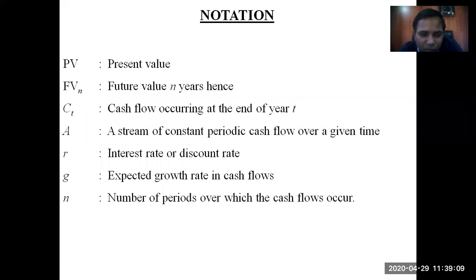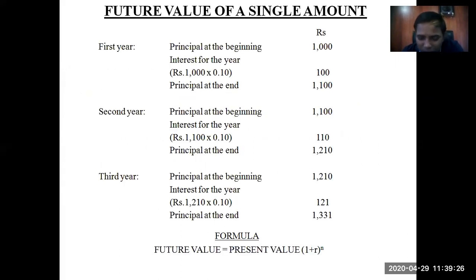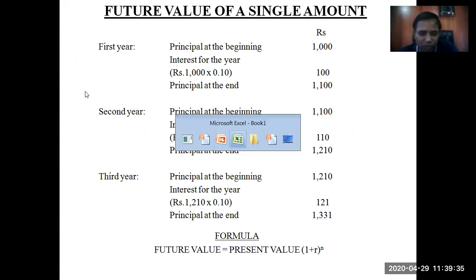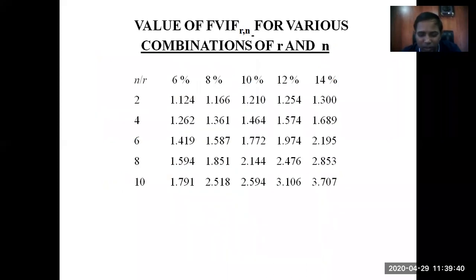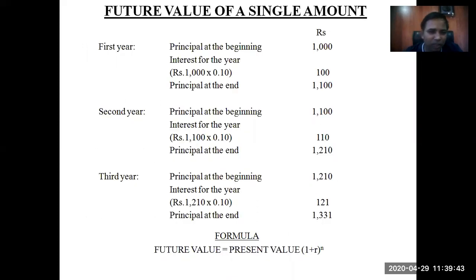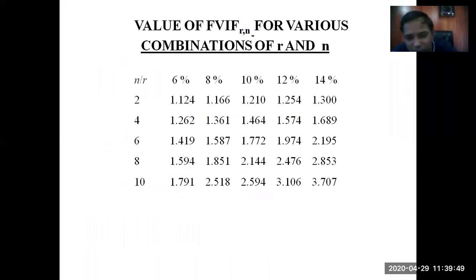CT stands for cash flow occurring at the end of the year. A stands for annuity, that is a constant periodic cash flow over a period of time. R stands for interest rate, G stands for growth rate, and N stands for the number of periods over which the cash flow occurs. So this is an example we discussed: the future value, how future value is calculated. If you remember, we calculated it in Excel also yesterday. It will be present value multiplied by (1 plus R) raised to N, and we saw a sum where you deposit 1000 rupees at the beginning of the year and how it is calculated. So we had completed up to this.